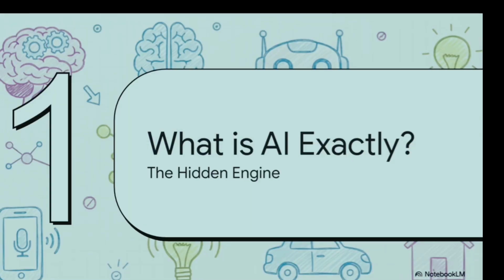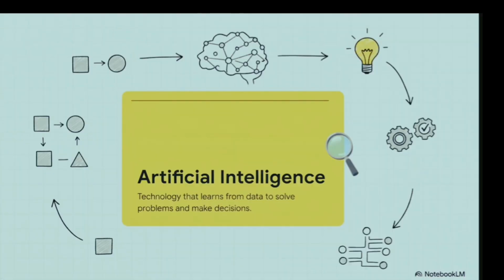So Section 1. What is AI exactly? The hidden engine. Artificial intelligence. Really, it's technology that learns from data to solve problems and make decisions. What we're actually talking about here is a continuous loop of training data, pattern recognition, and predictive modeling. It's this highly efficient three-step cycle.